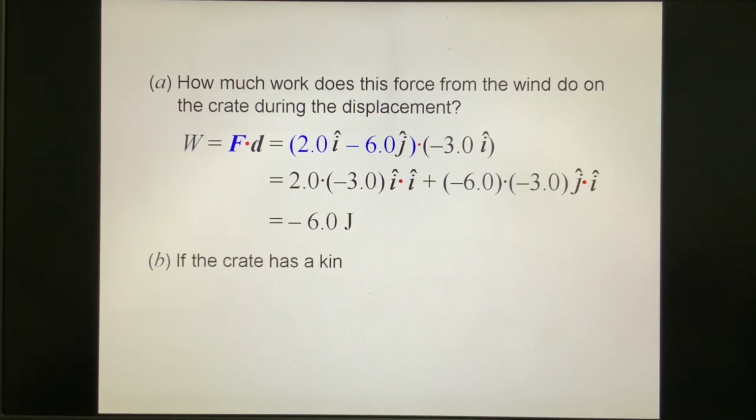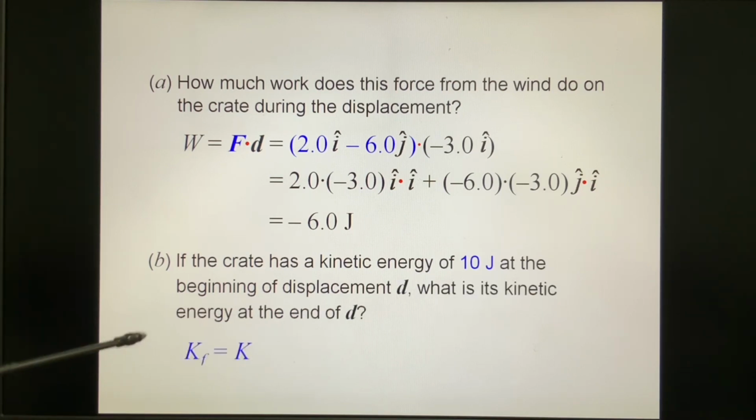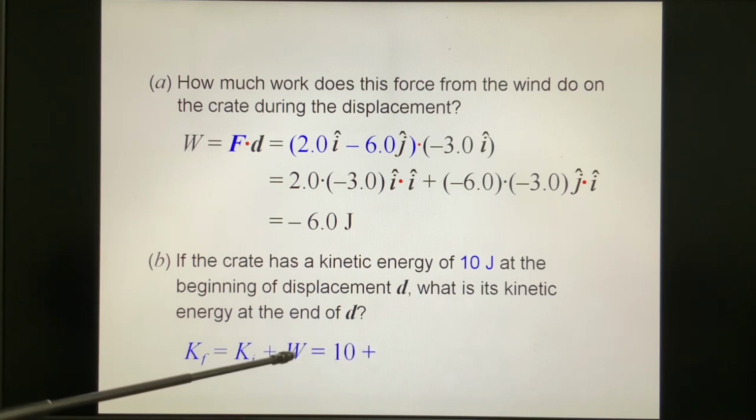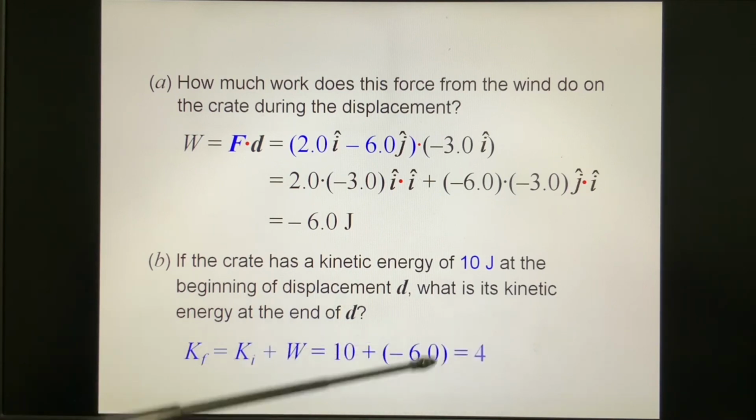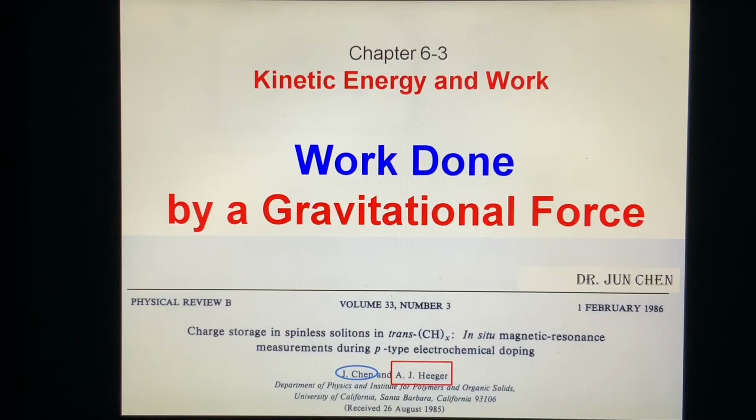Question B. If the crate has a kinetic energy of 10 joules at the beginning of displacement D, what is its kinetic energy at the end of D? It's very simple. K final equals Ki plus W, that equals 4.0 joules. In this case, because kinetic energy is the only change of energy, we can use this theorem.